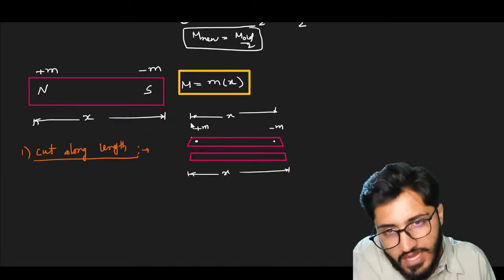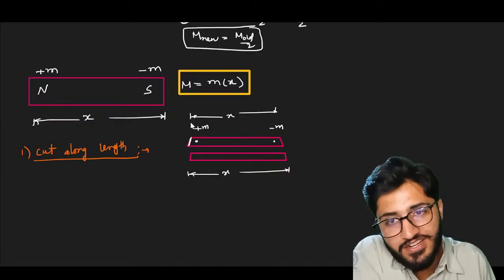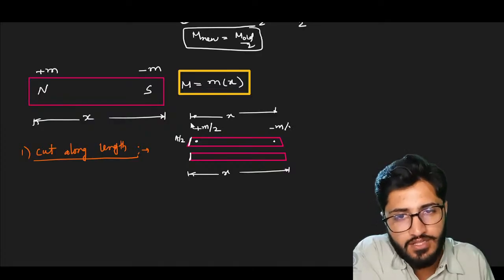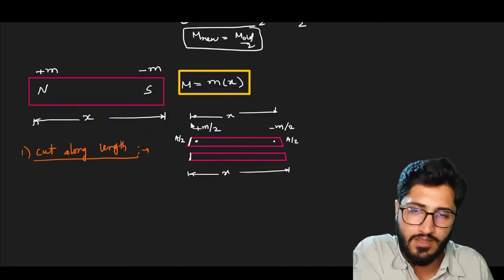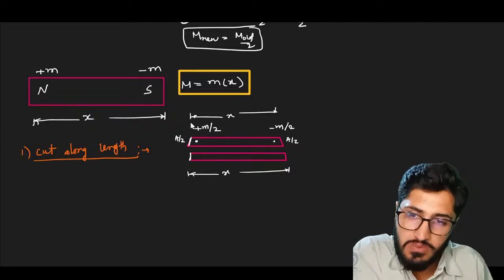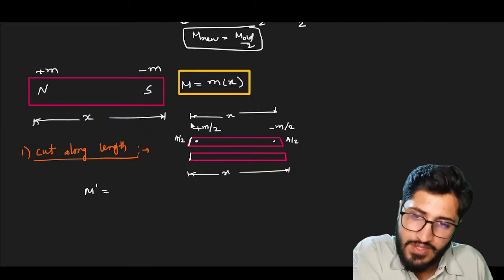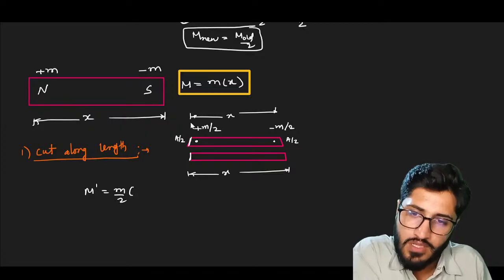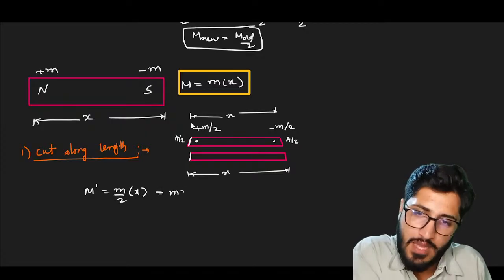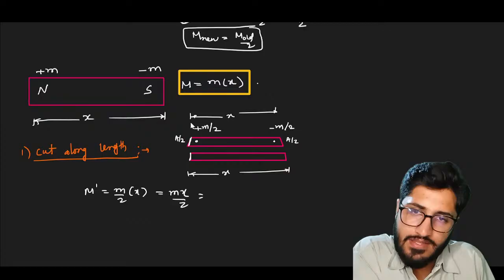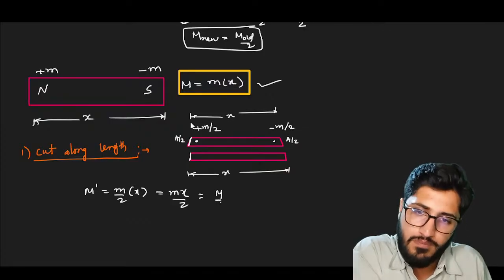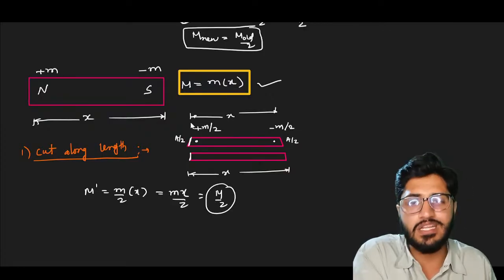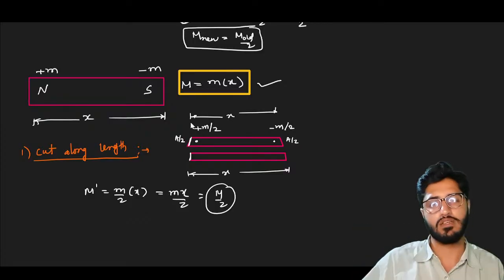Now the area of cross section for the first one decreases by half. So I can write it is A by 2. If it is A by 2, so my pole strength is also divided. Okay. So what is now new M dash? Is it M by 2 times x? So is it Mx by 2? Mx is M. So is it M by 2? If you are cutting your dipole along the line, the new dipole moment will be divided by 2.